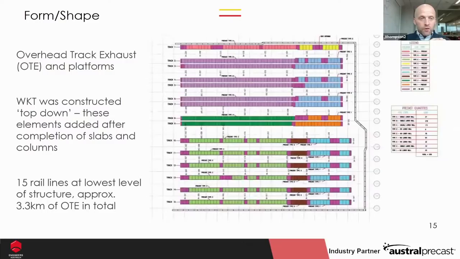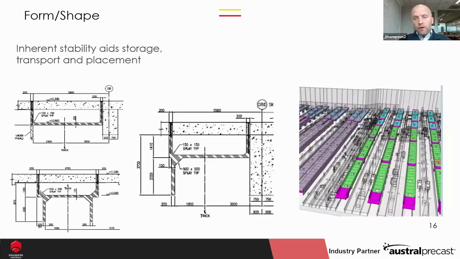3.3 kilometers in total of those OTE structures across the 15 lines that were at the lowest level of the structure. So a real, real challenge. Design is in situ, but this is one of the first areas where we looked at a real different solution. So there were 10 different types of OTEs, but they broadly fell into these three categories here. So you can see the first one had a U-shape, second one an H-shape.